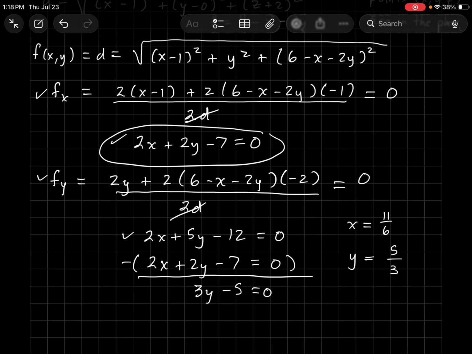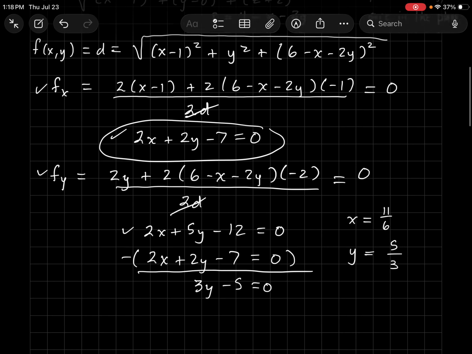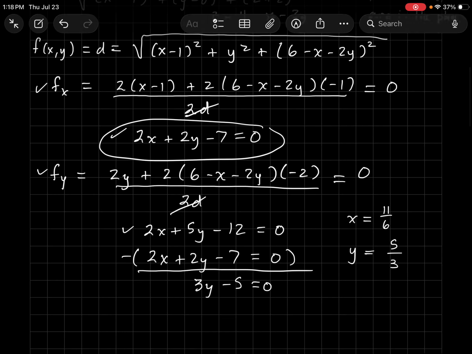Now, since I have found a critical point, and there is a minimum distance from a point to a plane, and there's only one critical point, I'm pretty sure that the point I found is going to give me a minimum.